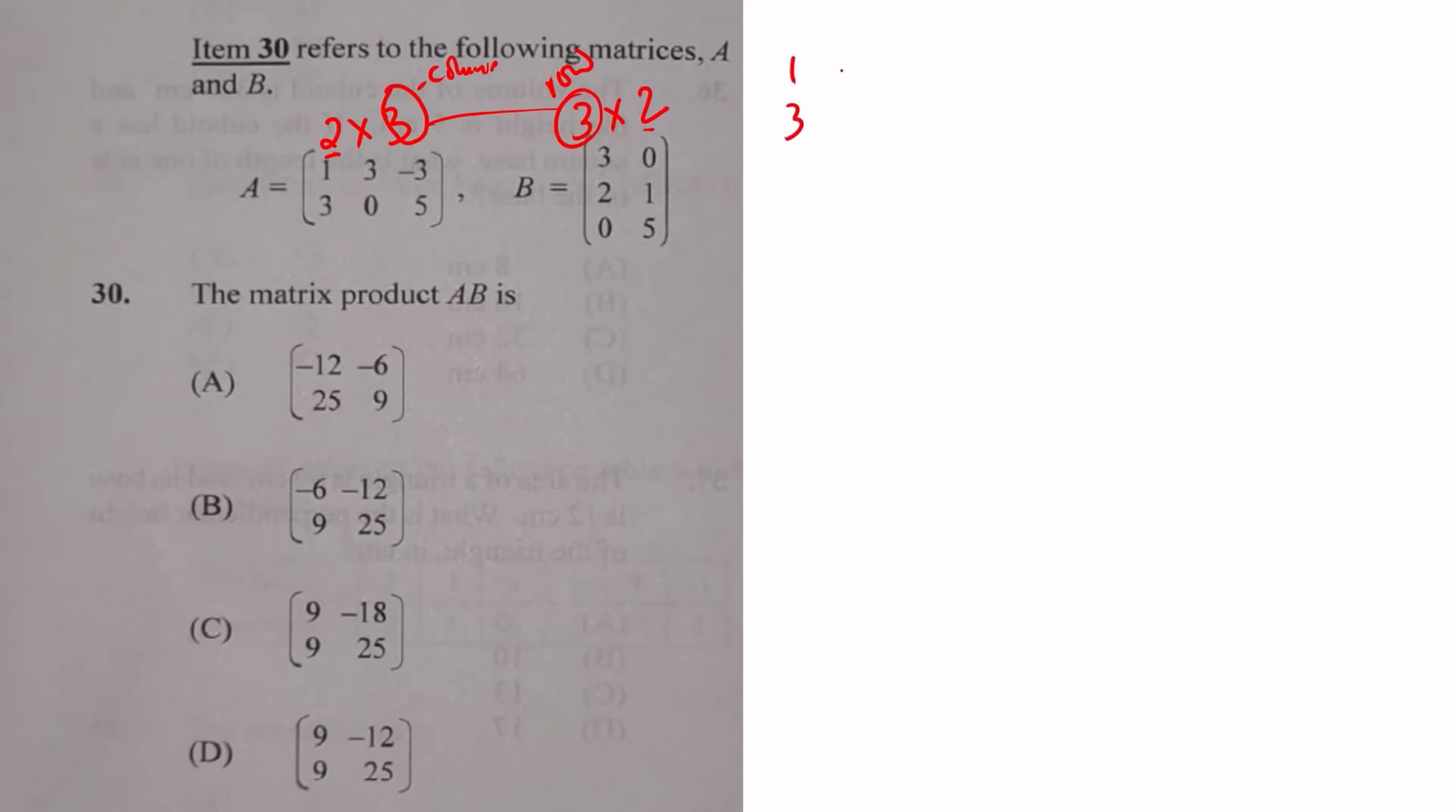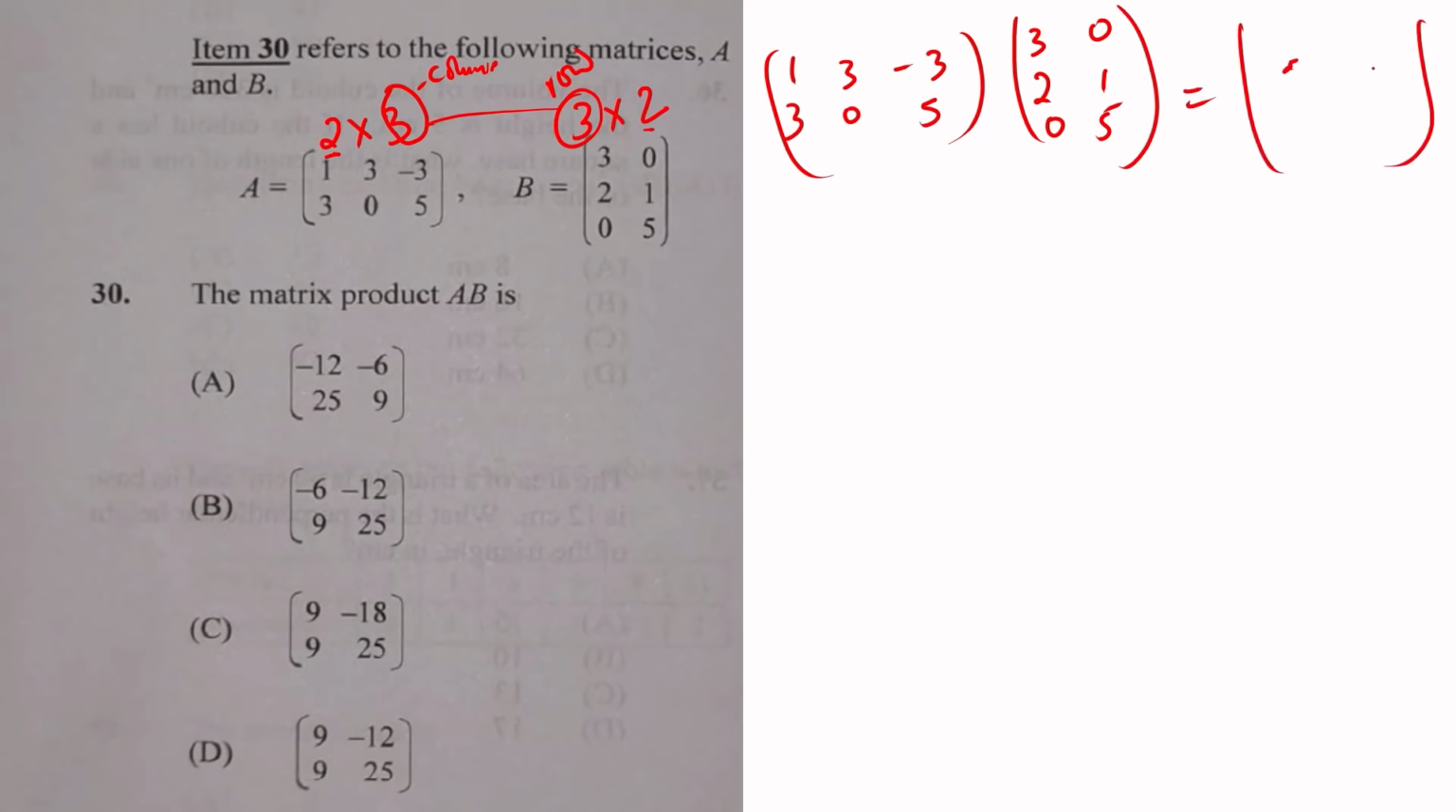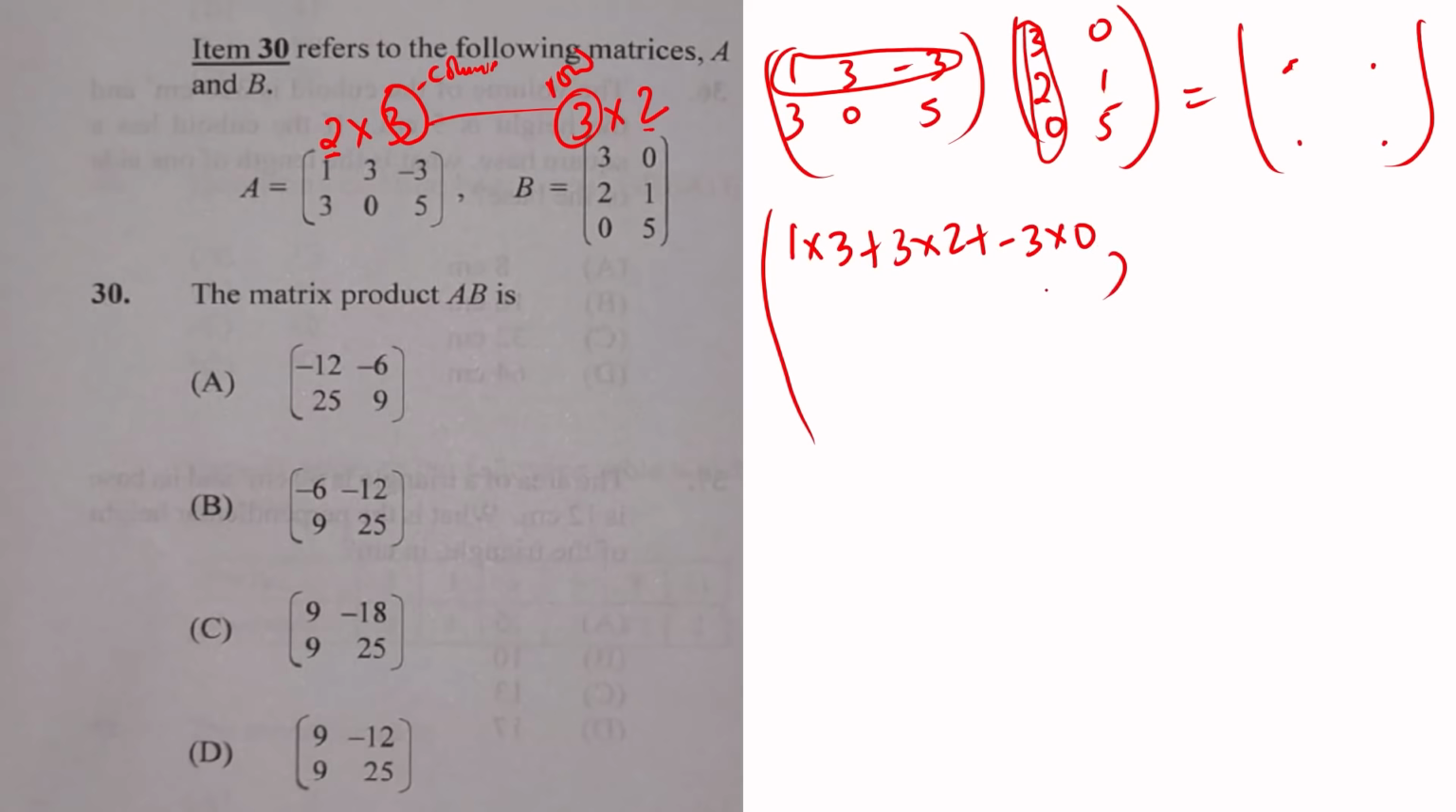So we have 1, 3, 3, 0, negative 3, 5, times 3, 2, 0, 0, 1, 5. And we get a 2x2 matrix. So we have row 1 by column 1. So we have 1 times 3 plus 3 times 2 plus negative 3 times 0. That's the first one.